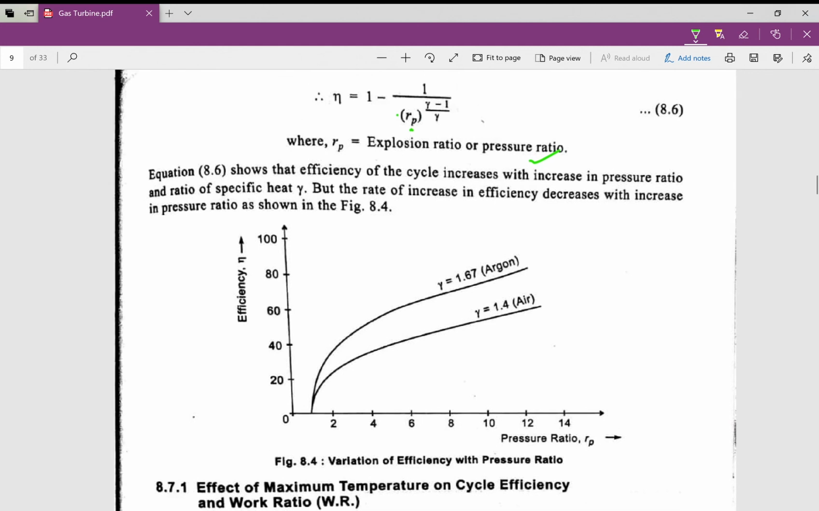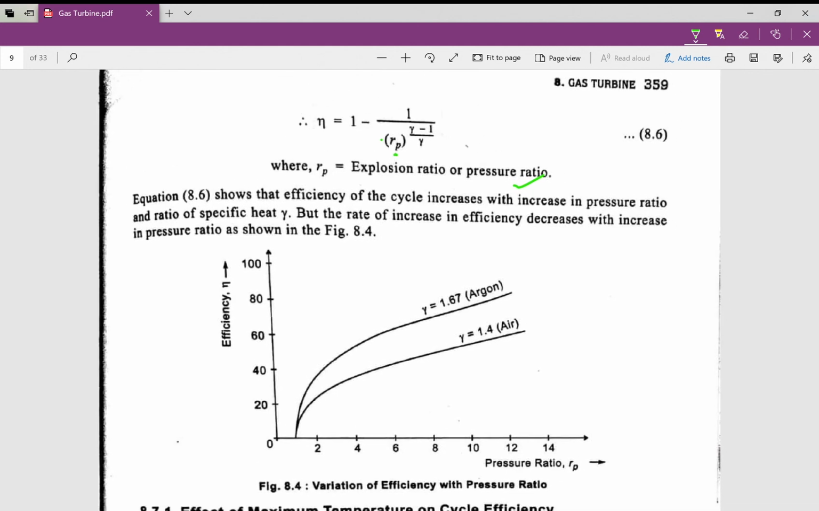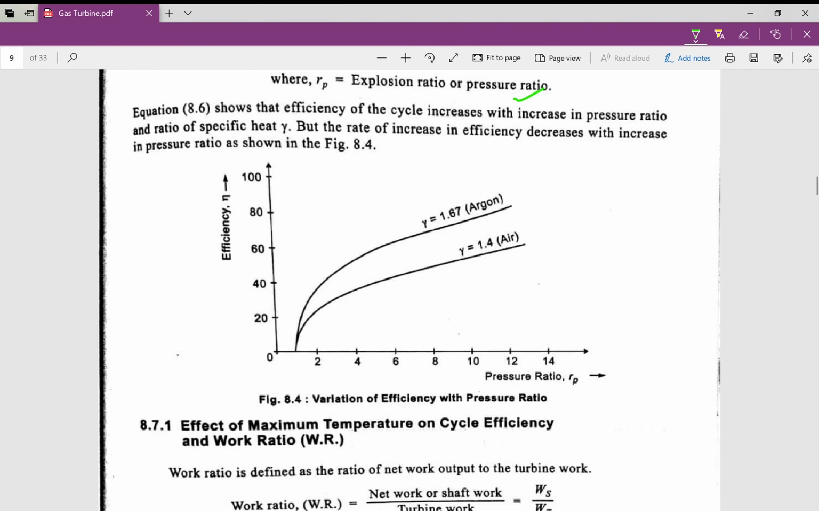Now dear students, let us conclude about this Brayton cycle efficiency. As the pressure ratio increases, efficiency keeps on increasing. This curve is for air, and this is for argon. If we use air as the working fluid, gamma is equal to 1.4, and for argon gamma is equal to 1.67.